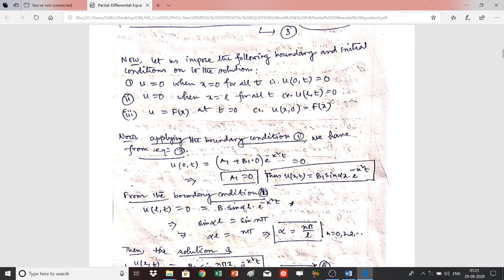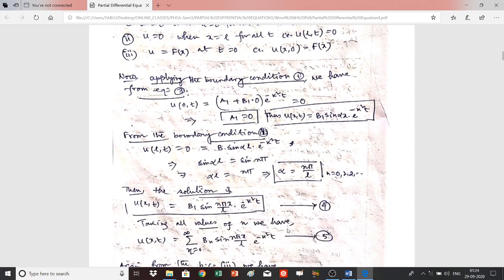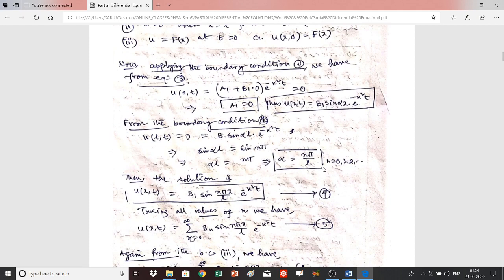you can write this term, that means sin alpha L will be 0. You can write from here sin alpha L is equal to 0, or sin alpha L is equal to sin n pi, where n is 0, 1, 2, 3, etc. From here you can find out alpha is equal to n pi by L. So now the solution for u becomes u(x,t), obviously b1 sin n pi x by L, where I substitute the value of alpha. So b1 sin n pi x by L e to the minus k square t. This is equation number 4.